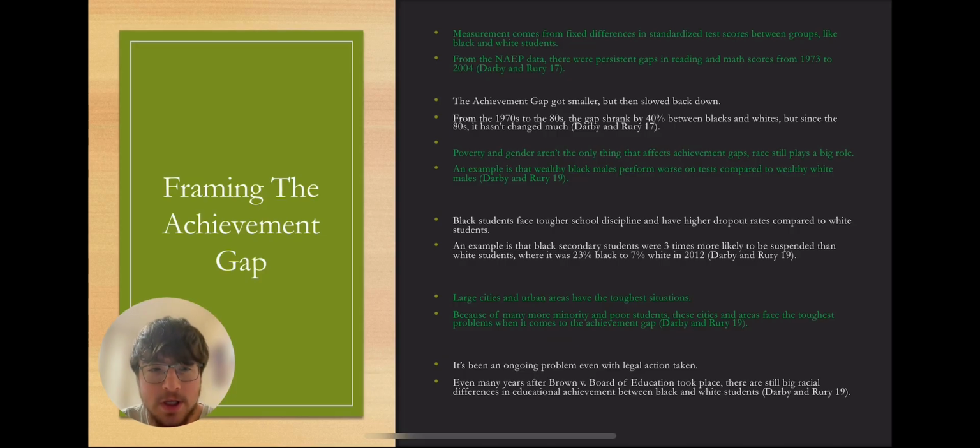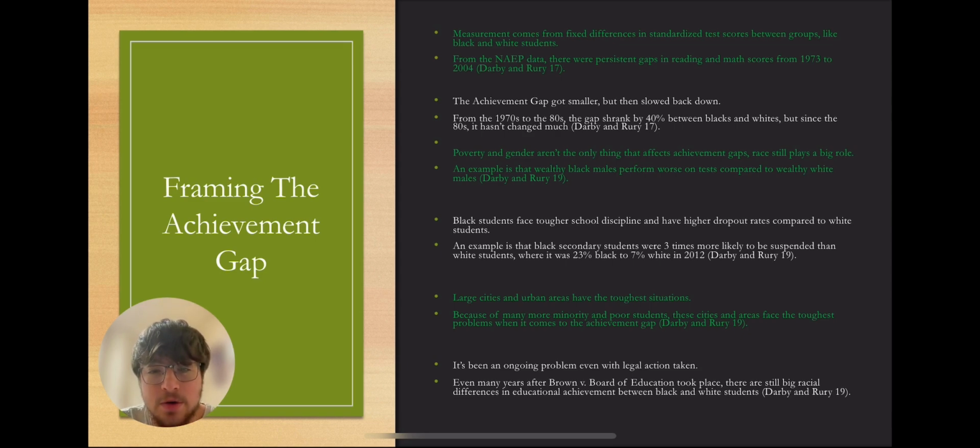This is the first section, framing the achievement gap. Measurement for the achievement gap comes from fixed differences in standardized test scores between groups like black and white students. From the NAEP data, there were persistent gaps in reading and math scores from 1973 to 2004. The achievement gap got smaller but then slowed down and became stagnant. From the 1970s to the 80s, the gap shrunk by 40% between black and white students, but since the 80s, it hasn't changed very much.